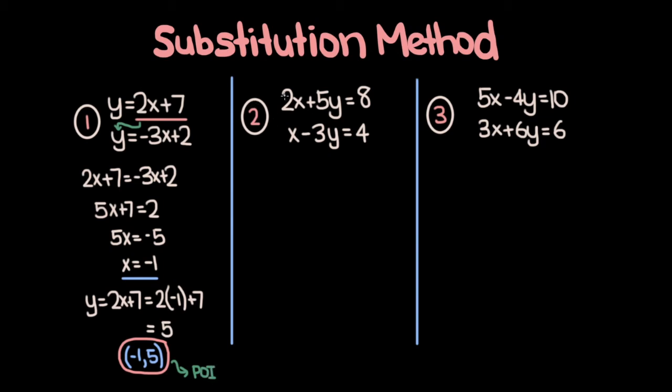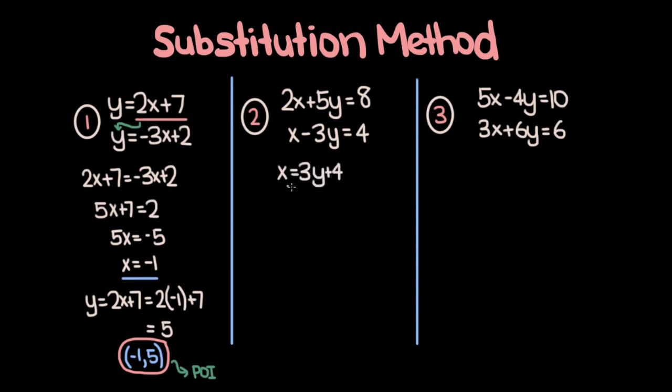We're given the equations 2x plus 5y equals 8 and x minus 3y equals 4. In the first problem, we were given the lines in slope-intercept form, but now we've been given them in standard form. Now, to solve the system, we're going to need to isolate one of the variables, and we can easily isolate x from our second equation by adding 3y to both sides. If we do that, we get x is equal to 3y plus 4.